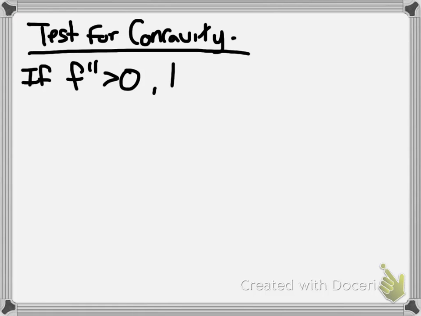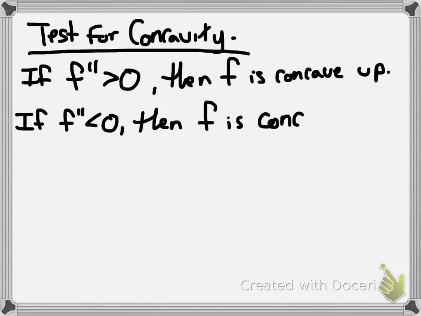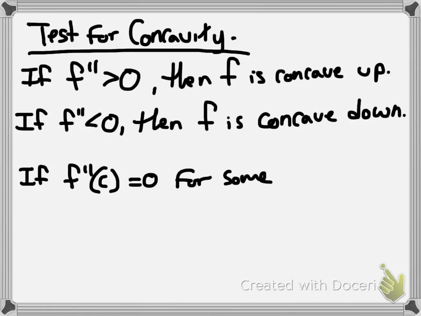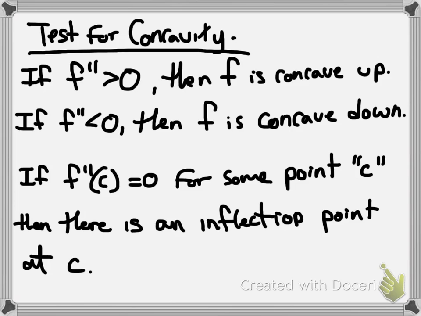Testing for concavity. If the second derivative of our function is greater than 0, then we know that our function is concave up. If our second derivative is less than 0, then our function is concave down. If at some arbitrary point c our second derivative is equal to 0, then at that point c there is what is called an inflection point.